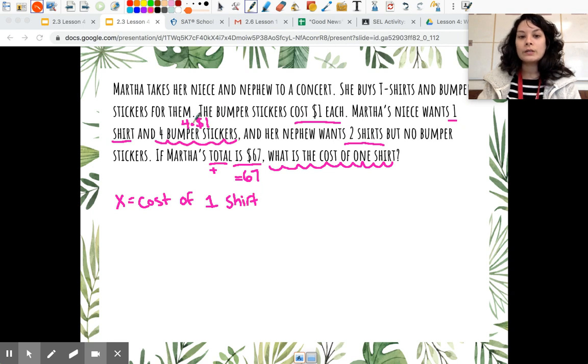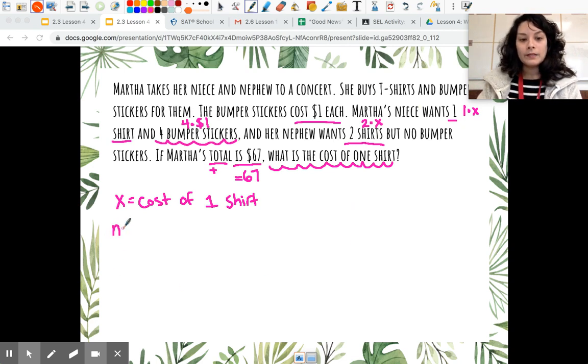So just as I was able to get the total cost for the bumper stickers by multiplying how many were purchased and the price for one, I can do the same thing with the shirts as well. 1 shirt, well, my total cost here would be 1 times the cost of 1 shirt, which we don't know, it's x. And same thing here for the nephew. He wants 2 shirts, so I would do 2 times x for how much was paid there.